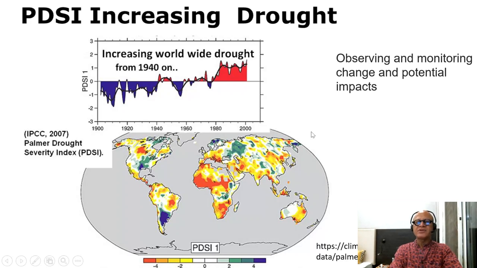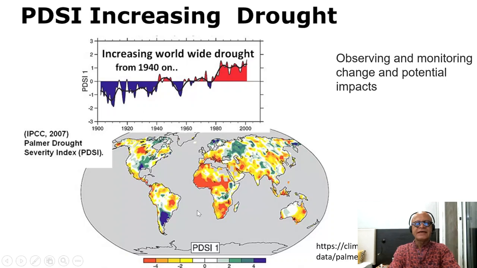This is nice work by Trenberth and Dai out of NCAR, and what this is showing is a so-called Palmer Drought Severity Index. I won't go into the details, but basically it uses temperature and soil moisture and rainfall and so on. Not everybody agrees whether this is the best index. There are other indices as well, but for the purpose of pedagogy here, for making the point, this will serve well enough. So what this is showing is a PDSI map and the time series of that map for the globe.